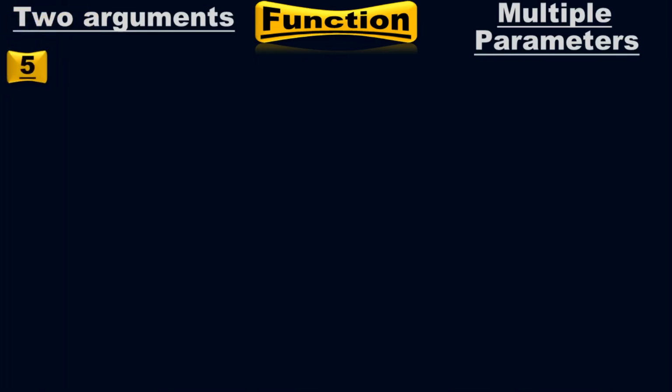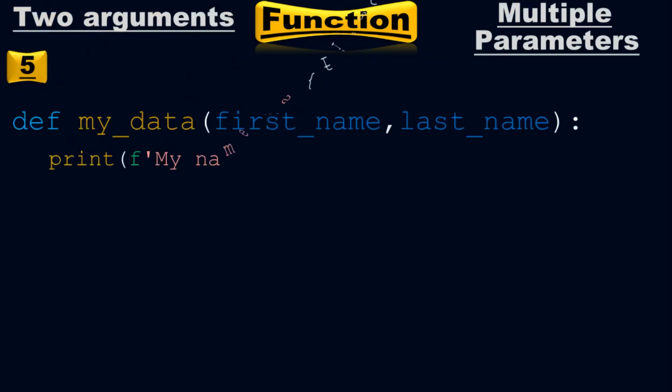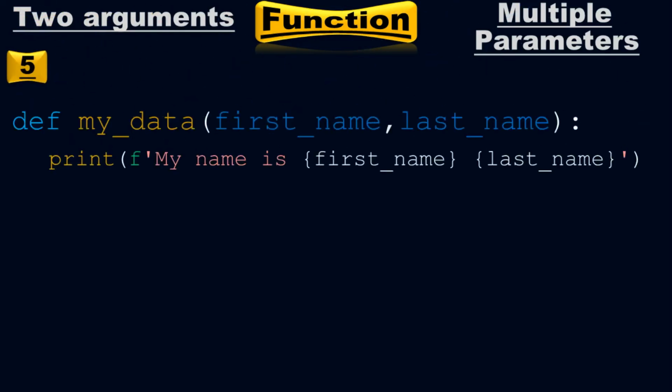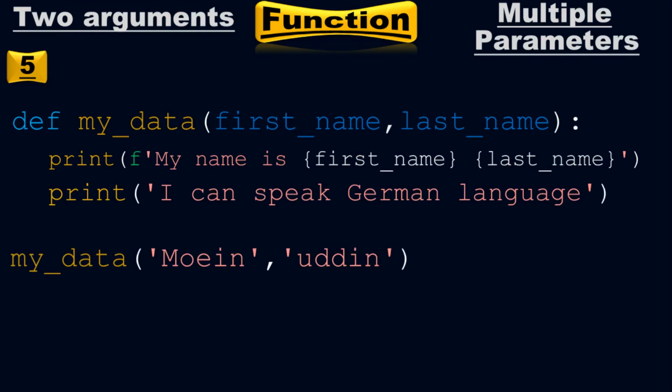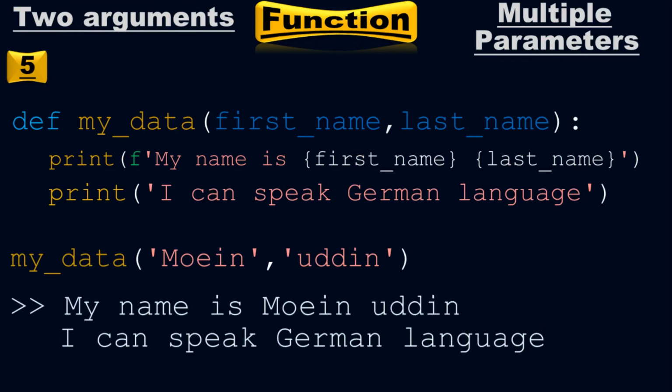Let me take the same example again, but this time I'm going to use the formatted string. F, my name is first name, and then space, last name. And then print of I can speak German language, and then my data of Moein, comma Udin. When you run it, you will get exactly the same output. There is no difference in the output here. When you compare this with the previous one, it is absolutely the same. The only difference is the formatted string. In this case, we have a formatted string. Last time we had only a simple expression.